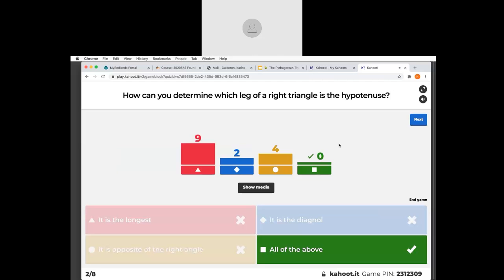All right, let's see. What? It's the longest. We got mostly that one. It's diagonal. It's the opposite of the right angle. All right, so it should have been all of the above. I mean, you guys didn't get it wrong. Yeah, just didn't get all of them. Good job, guys.